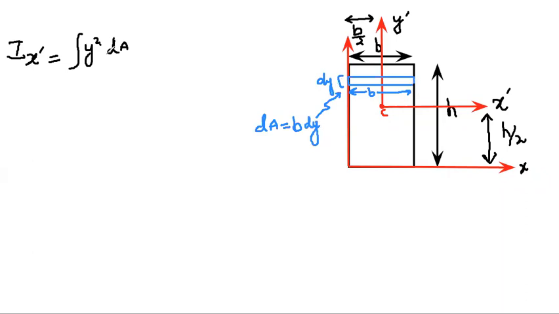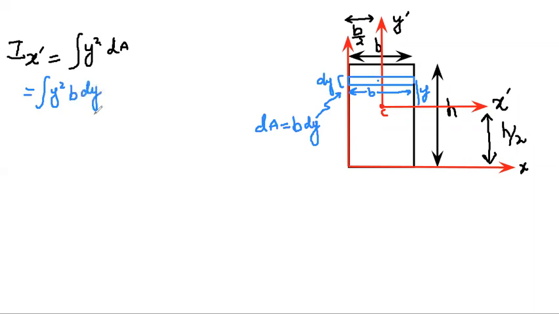This area element dA is also in the form of a rectangle. Its centroid will be at its geometrical center, and let's suppose its centroid is at a distance y from the x prime axis. Therefore, we can write this as the integral of y square dA, where the y coordinate of the centroid of the area element as measured from x prime is y, and dA is equal to b dy.